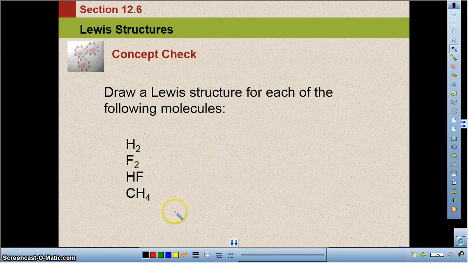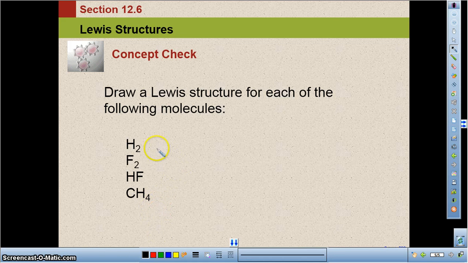This concept check is asking us to draw the correct Lewis structures for each of the following molecules. My suggestion as I go through this is, if you're confused, to watch how I do the first one and then maybe pause it and try the next 3, or to watch all of it, or just to pause it right now and try them on your own and then listen to the explanations. It's totally up to you.